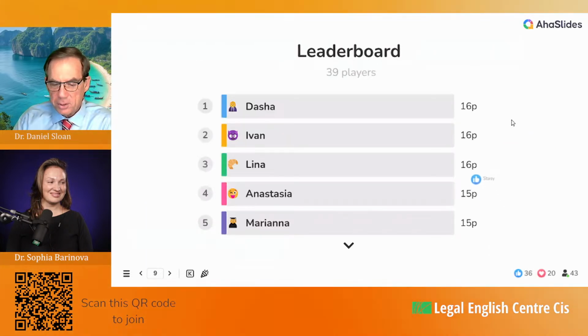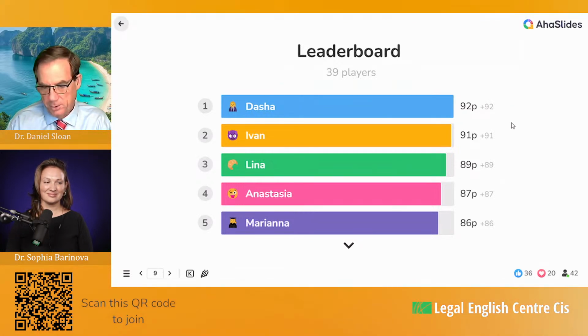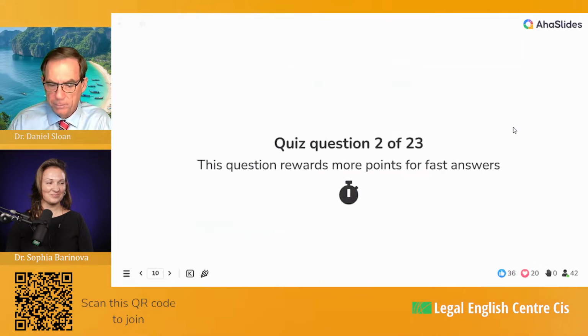Let's see who is first so far. We have Dasha, Ivan, Lena, Anastasia, and Mariana. So very nice. And the way that this works, for those of you who have not played this before, when I open it up, it starts with 100 points. You'll see that Dasha has 92. That means Dasha read the question and answered the question very quickly. So not only do you receive points for getting it correct, you receive them for who gets the question correct first. Okay, so we have another one coming up. Ready?